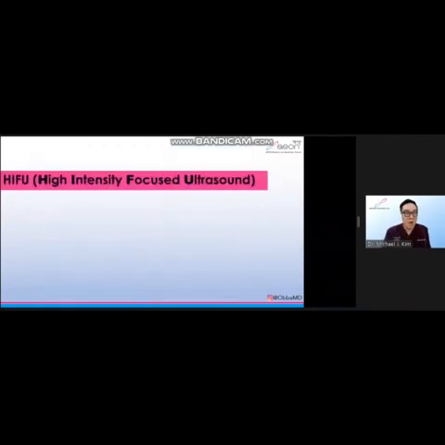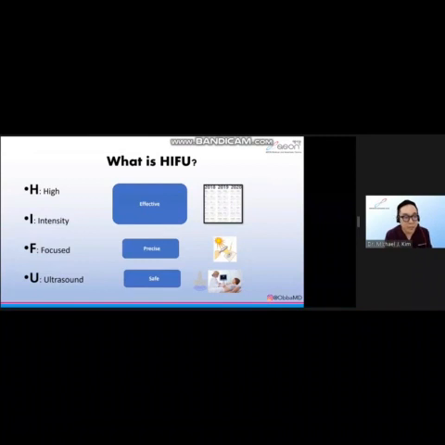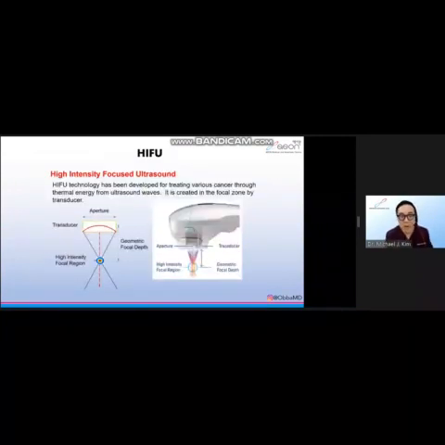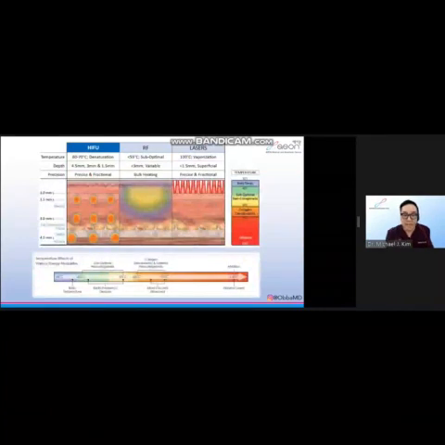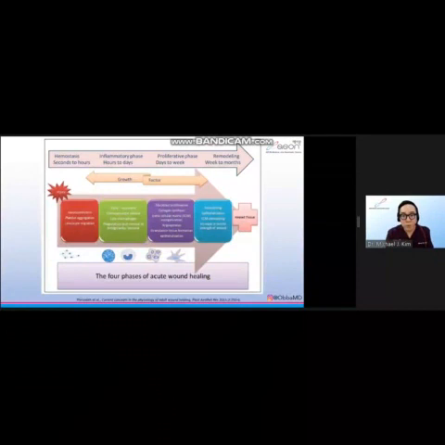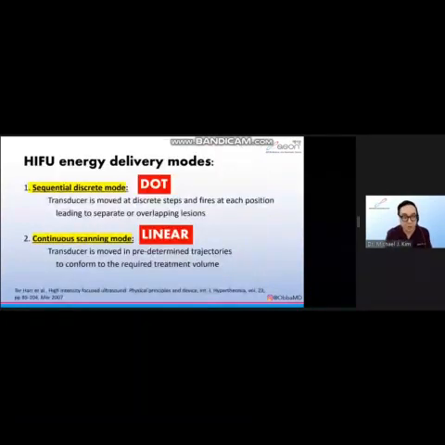On to HIFU. We all know what HIFU is, high intensity focused ultrasound, and I'm sure you know a lot about the mechanism and how it works already. We've seen this slide too many times, so I'm just going to skip this. After HIFU, we know that the intensity zones of heat initiate wound healing processes in those areas.